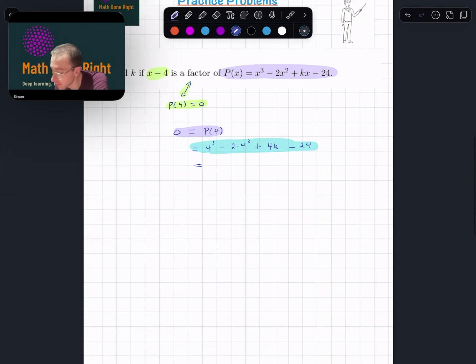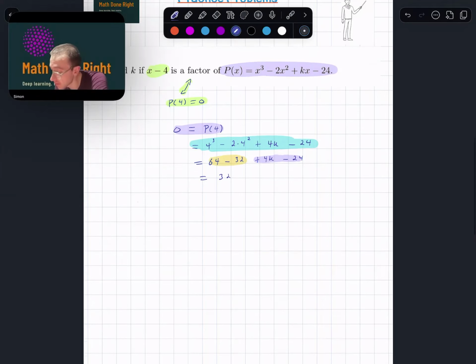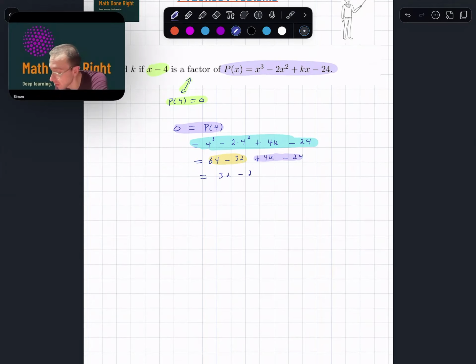The 4 cubed, of course, is 64. 4 squared is 16 times 2 is 32. So this is 64 minus 32, then plus 4k, and then minus 24. The 64 and the 32, of course, become a 32, right? 32 is half of 64. And then we will subtract 24 and keep the 4k here. What is 32 minus 24? That's going to be equal to 8.